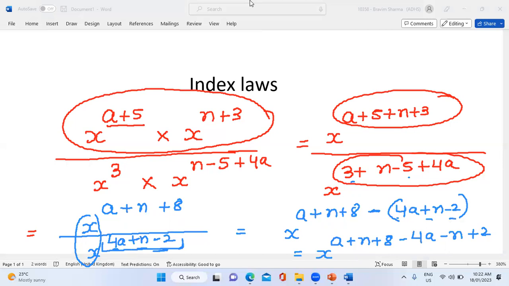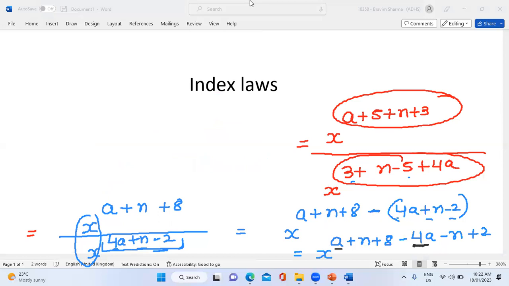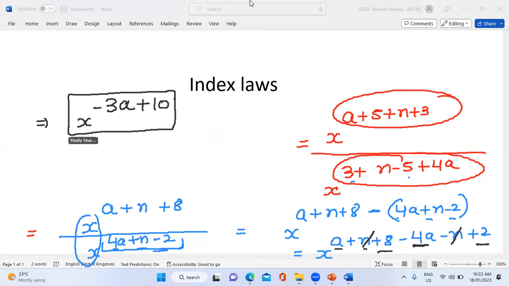Now we have like terms here, a and minus 4a. How are we going to write this whole thing now? A minus 4a is going to be x to the power of negative 3a. You must know the negative numbers rules. Then n minus n would be 0. And then we have 8 plus 2, which is 10. So this would be the final answer, because now these are not like terms. We cannot simplify them anymore. You can write it like x to the power of 10 minus 3a as well. This is up to you.